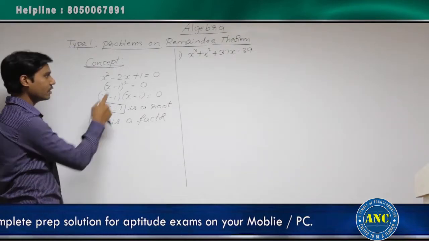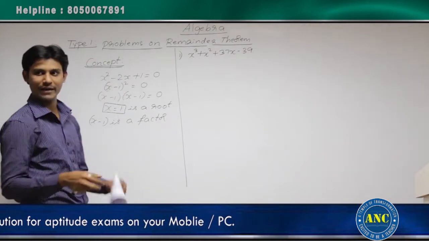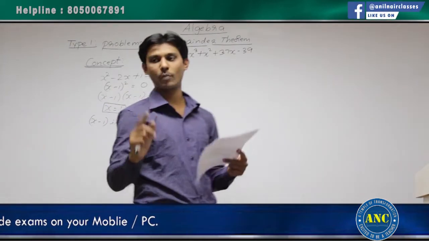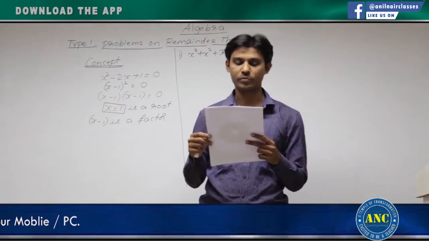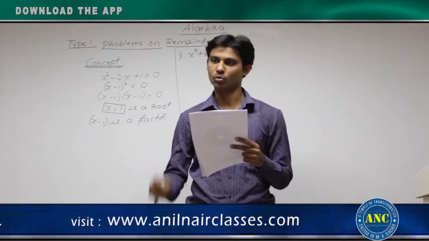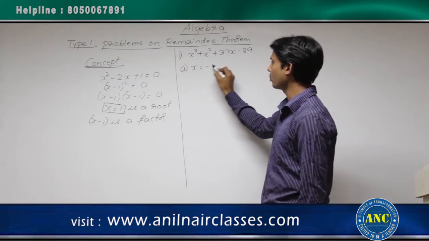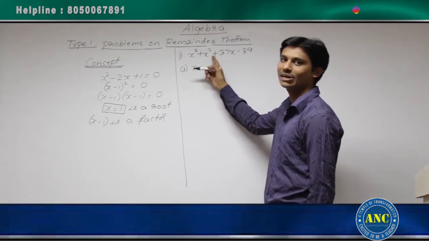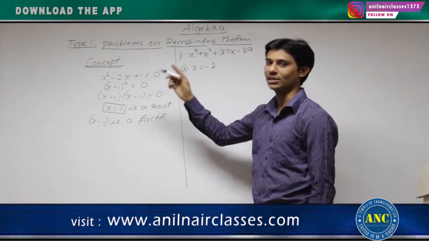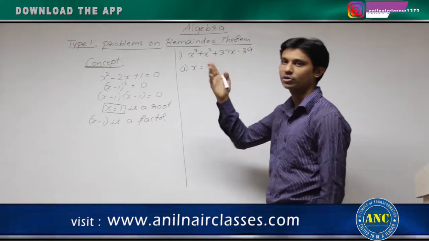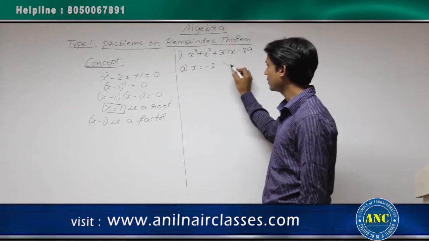If x is equal to 1, if I substitute here, then that becomes a factor. Similarly, in this question also, go by answer options. The first option is x plus 2. That means I am substituting x is equal to minus 2. If I substitute x is equal to minus 2 here, I should get 0. But if I substitute x is equal to minus 2 here, I will not get 0. That means this is not a factor.